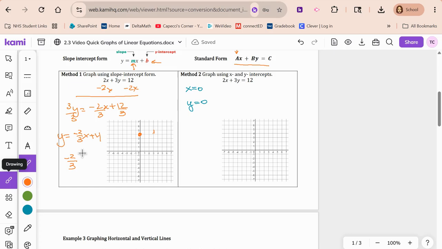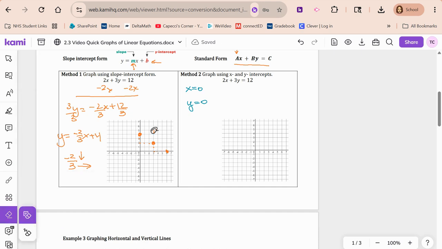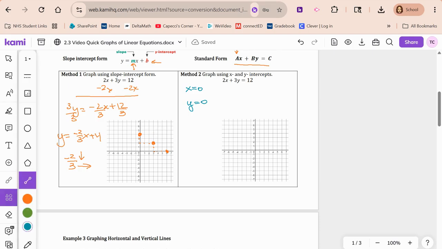We've talked about this before. If it's negative, I'm going to go down. And if my denominator is positive, I'm going to go to the right. So I'm going to go down 2, over 1, 2, 3, down 2, over 1, 2, 3. And that is going to be the points on my line. Okay, so let's draw my line. And then I'm going to put arrows on the end. So there's my line. And I'll draw my arrows on the end because a line is continuous.